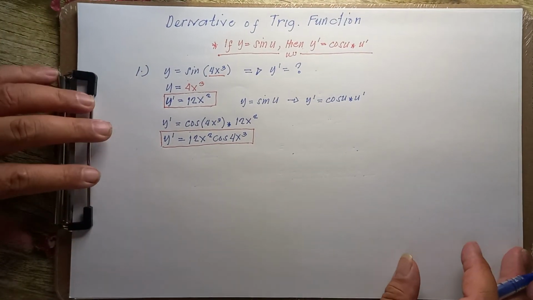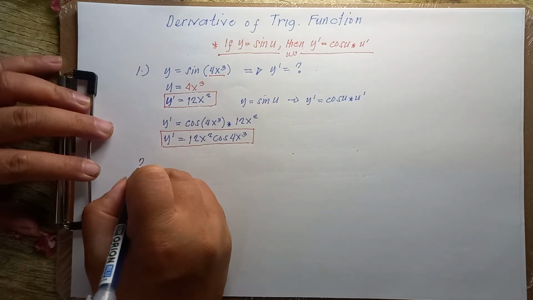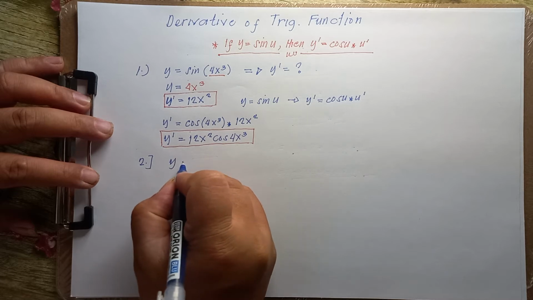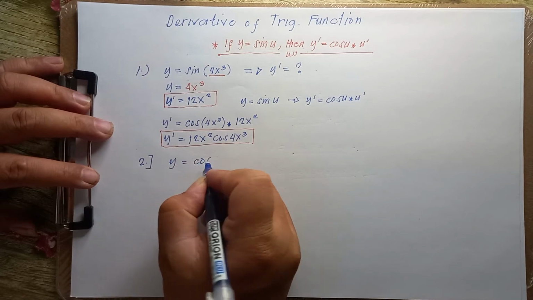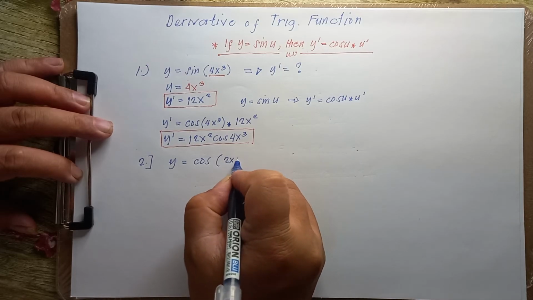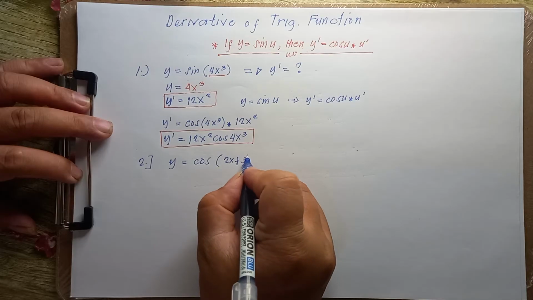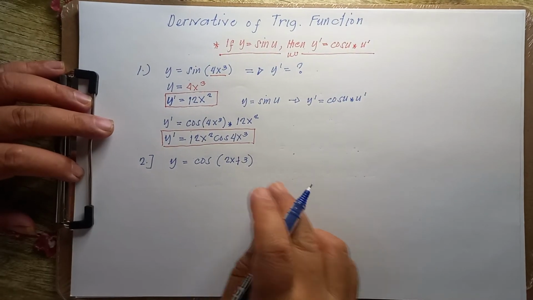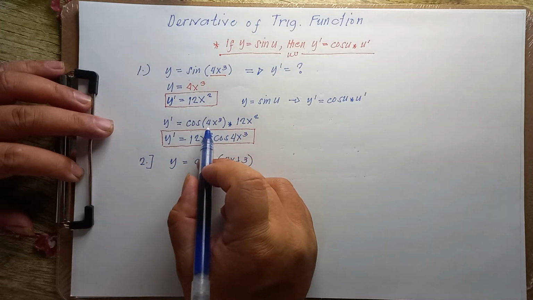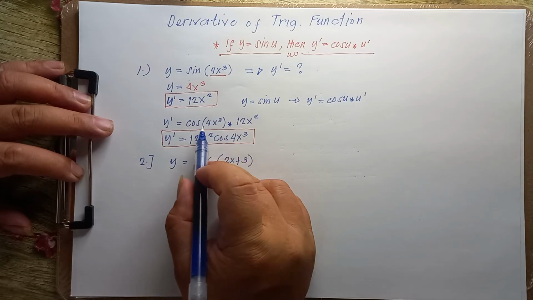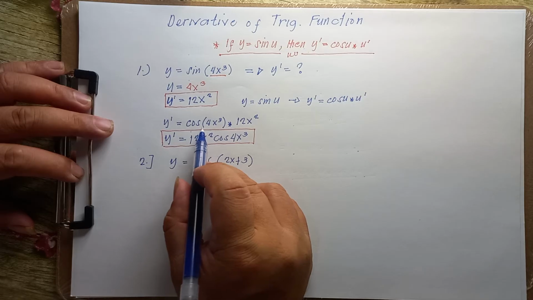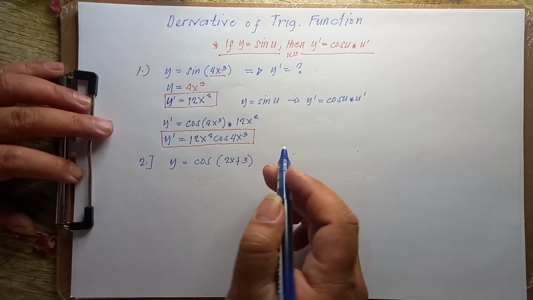What about if we have in here the number 2? Our number 2 problem is for cosine. So your y is equal to cosine the quantity 2x plus 3. It reminds me, you might be saying, can we multiply 12 multiplied by 4? No, you cannot multiply that one because this is a number which is actually a part of the cosine. So you cannot multiply that one directly.